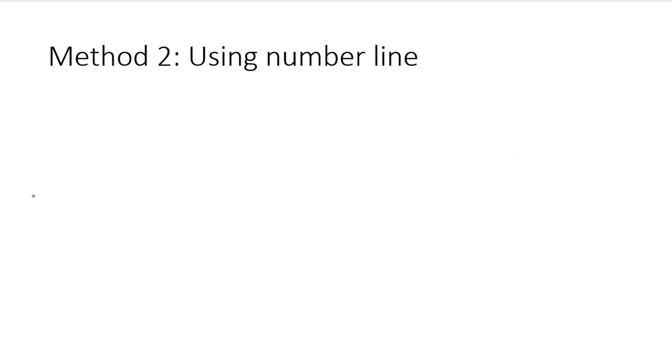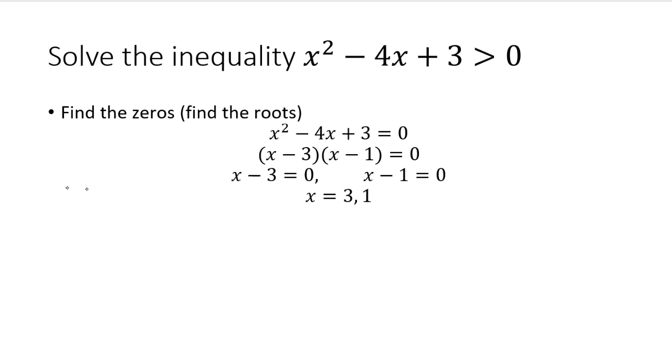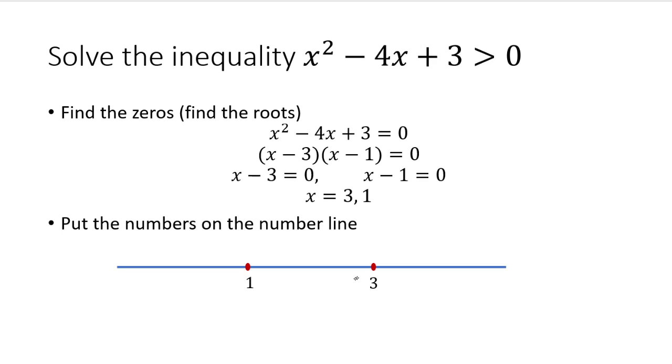Now the second method, using the number line. Let's work with the same inequality so you can compare the two methods. Well, you still have to find the roots. Since I've already shown you how to do it, here are the roots, 3 and 1. And what you want to do is first put the numbers on the number line. So 3 and 1 are put on the number line.